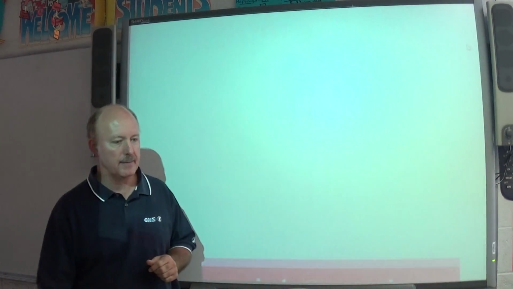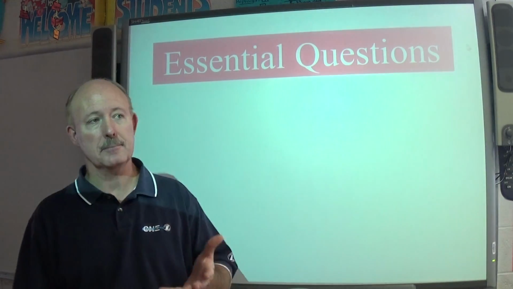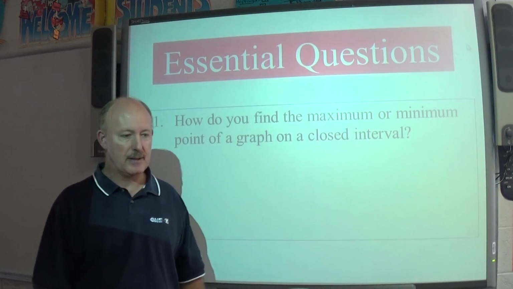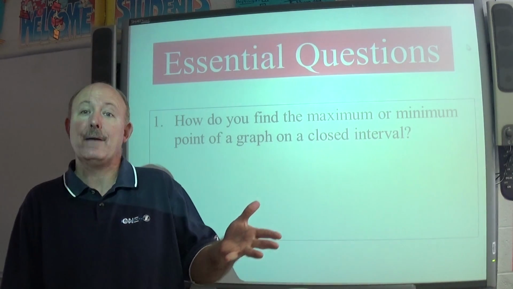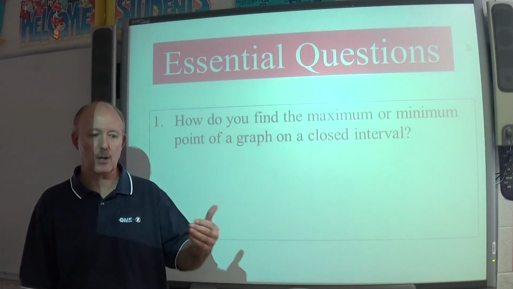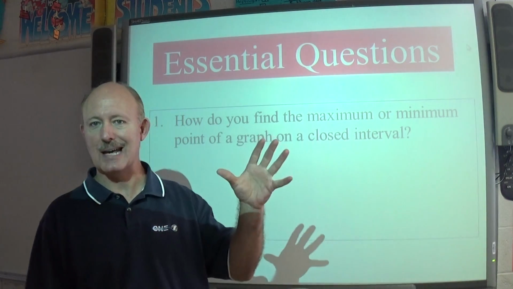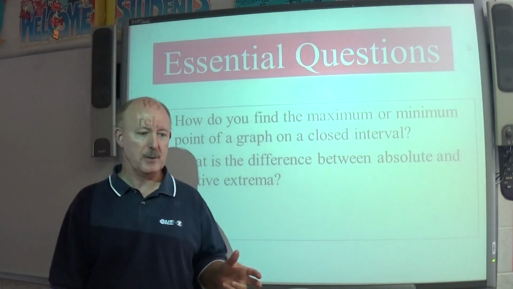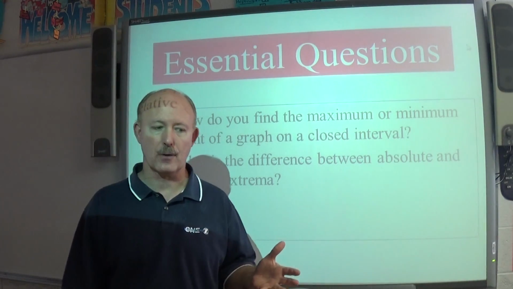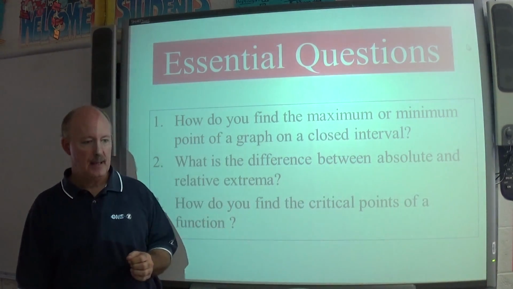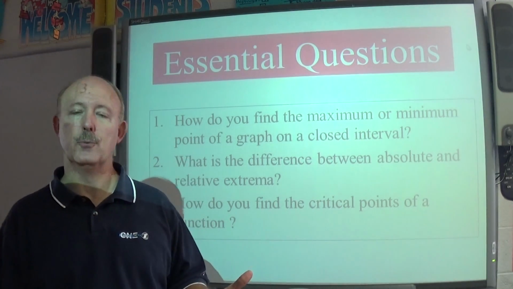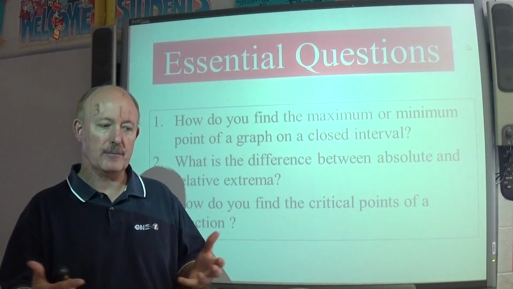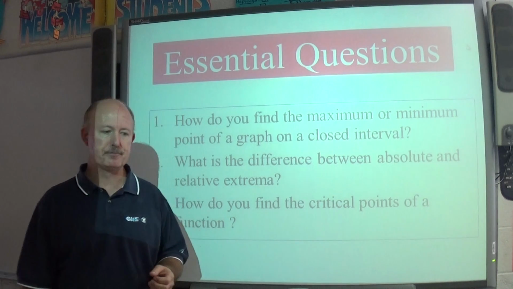To get started, a couple of essential questions that we're going to introduce. The first one: how can you find the maximum minimum value of a point of a graph on a closed interval? We're going to be discussing that here, and we're actually going to work some examples on the next video. Number 2, what is the difference between absolute and relative extrema? And the third essential question, how do you find the critical points of a function? We're going to look at finding the critical points today. It's a very important concept that you have to be able to do when you're working with maximum minimum.